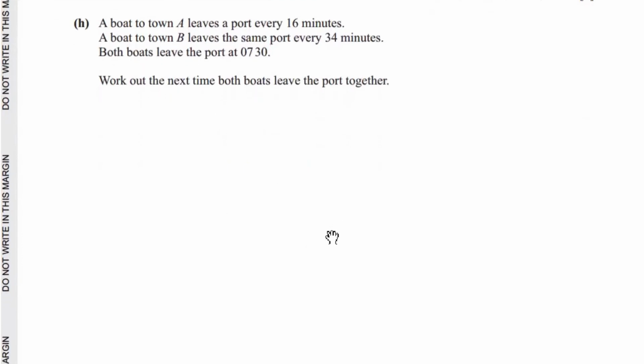Then it says a boat to town A leaves a port every 16 minutes. A boat to town B leaves the same port every 34 minutes. Both boats leave the port at 7:30. Work out the next time both boats leave the port together. This question is for lowest common multiple. So we have to find the lowest common multiple of 16 and 34.